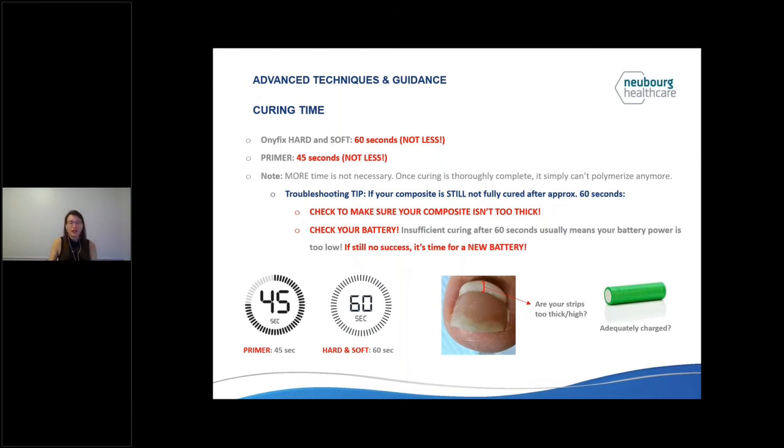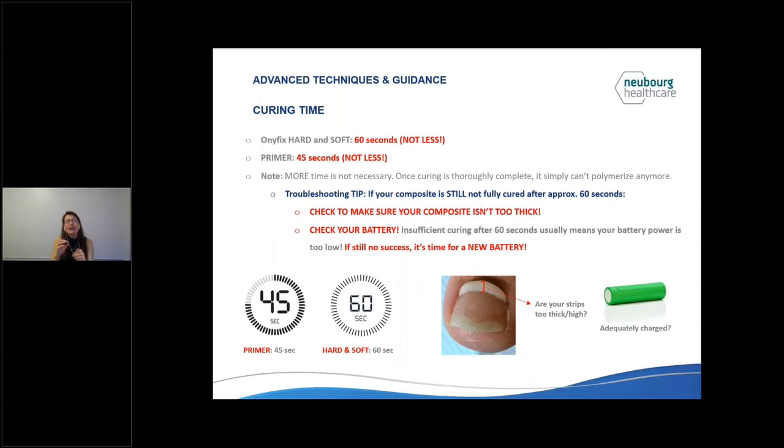What we've found out over time is that the batteries naturally, like any wear and tear piece of the world, lose power over time. And so the optimal amount of time for your primer curing is 45 seconds, and your soft and your hard about 60 seconds. You don't need more. It's like the primer, more isn't better. If you can't get your Onyfix strip to cure or harden in about 60 seconds, then check your battery, because most of the time it's an issue with the battery.